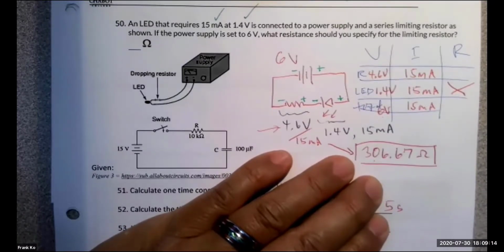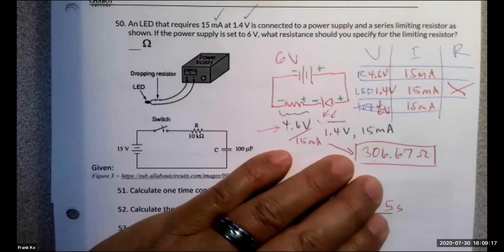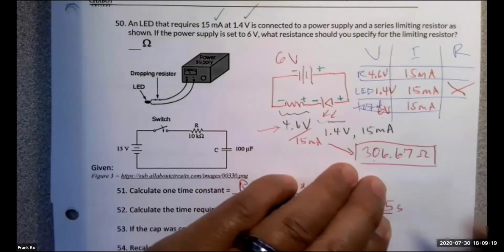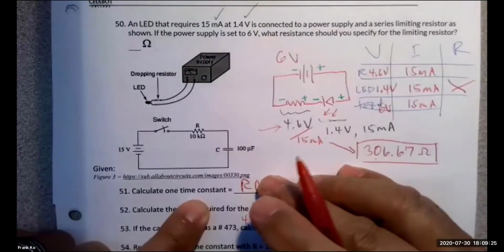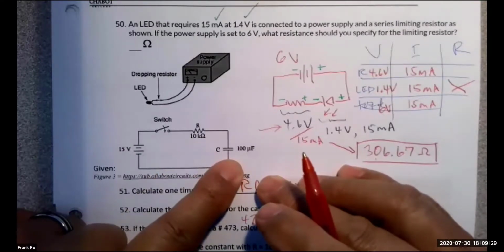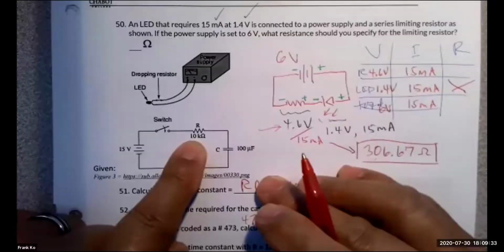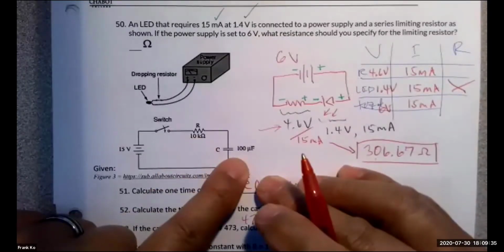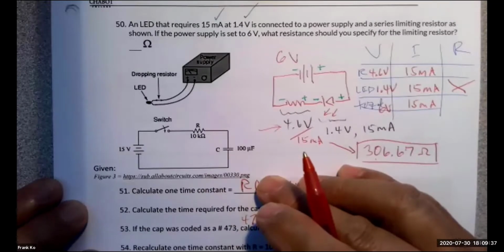So let's see. Carlos Navarro, do you have a time constant for number 51 for me? Well, it's R times C is how you calculate time constant. Do I have an R? Do I have a C? Pop these numbers into your calculator. 10K times 100 microfarads. And you'll calculate a number.